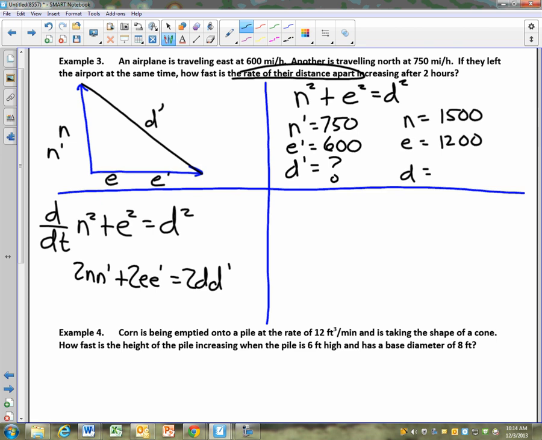Is anybody confused about how we came up with those? No, I'm traveling at 600 miles per hour. So I travel 600 miles in 1 hour, and then another 600 miles in the second hour, so that's a total of 1,200. How do I figure out d? Yep, the Pythagorean Theorem.